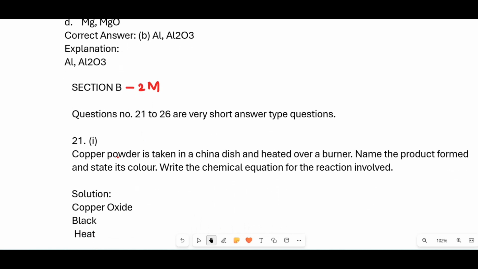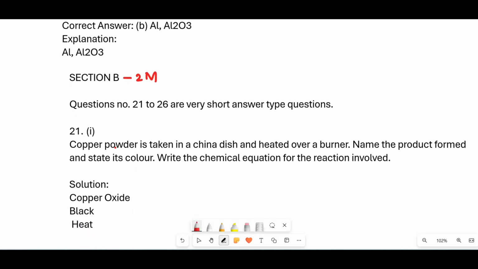Copper, Cu, and heated over a burner. So when you heat, it combines with the oxygen, O2. Okay, so you can write like this: Cu plus O2, heat you can represent in this way. Cupric oxide will form, CuO. When a metal is heated in oxygen, corresponding oxides are formed. So CuO will be your product.